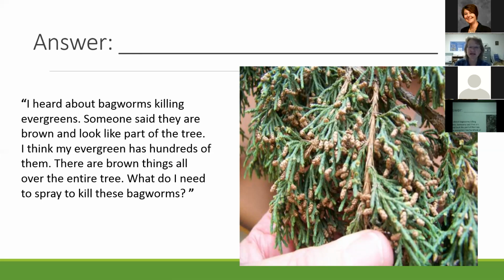Bagworms, at some point in late May, early June, mid-June, might be about that size, but it probably would not be as prolific. And if you look very closely, these were actually just the flowering cones, completely natural. No control needed whatsoever.